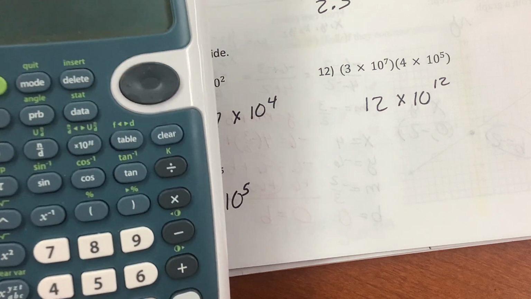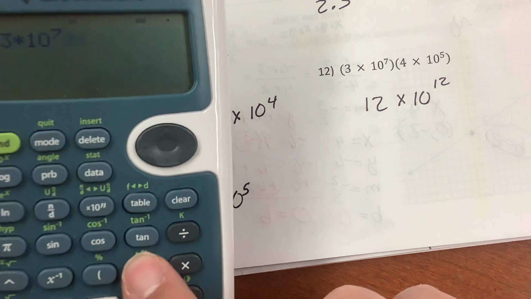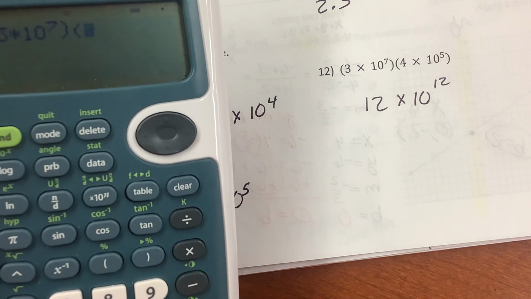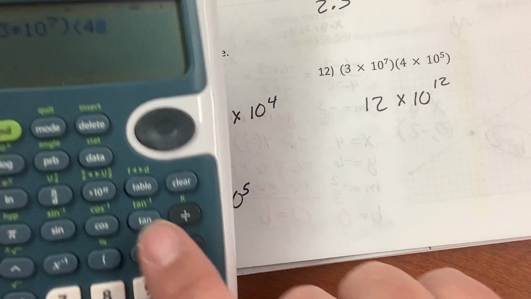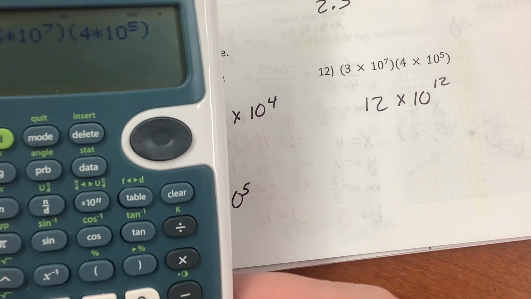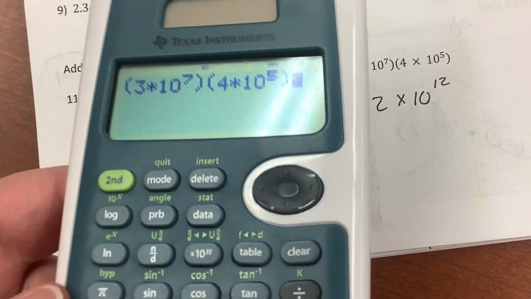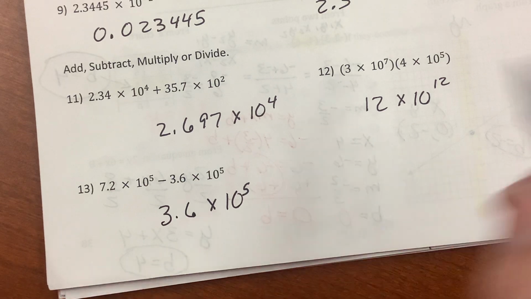So parentheses, 3 times 10 to the n, put in the 7th. And parentheses again, because remember, parentheses mean multiplication in this situation. 4 times 10 to the n, 5. Don't forget to close your parentheses or you get that error message. And 1 2/10 times 10 to the 13th.